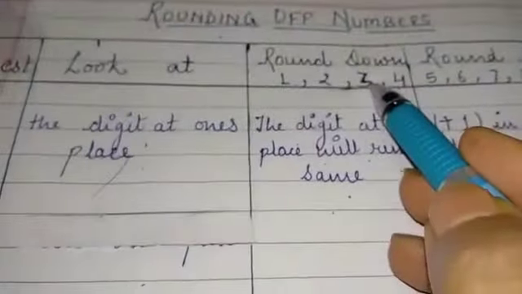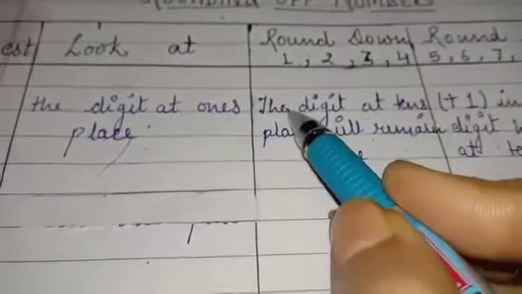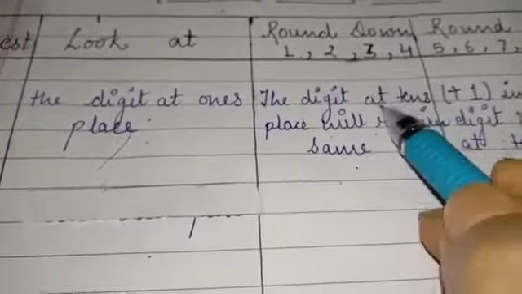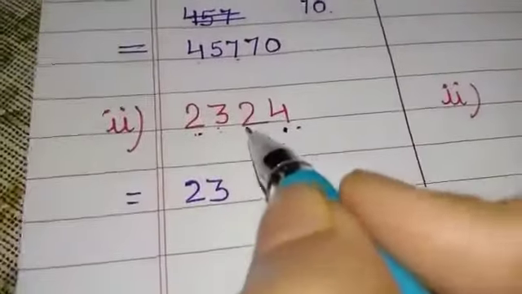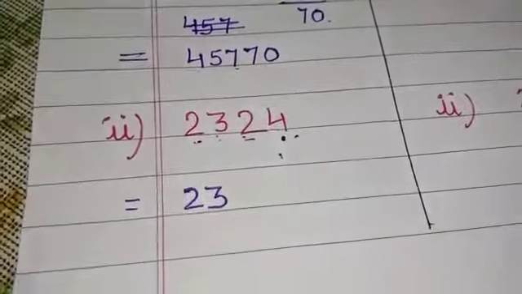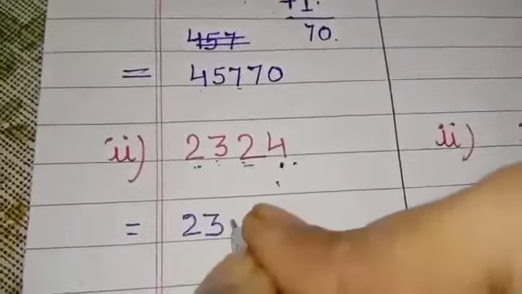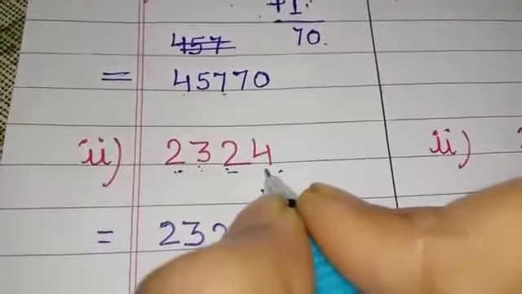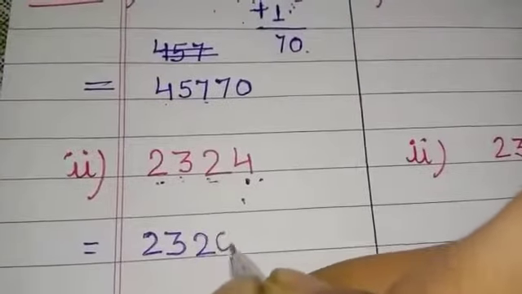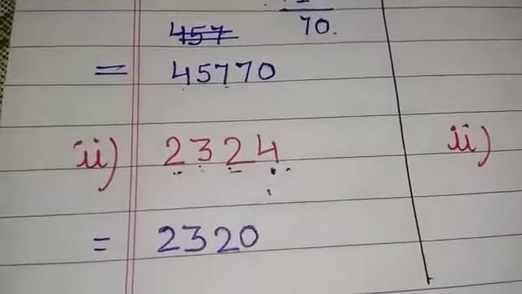Now what we will do, if we round down the number, the digit at tens place will remain the same. The digit at tens place will remain the same, so the 2 will remain 2. And as I said, the ones digit will become 0, so we will write 0 in the place of 4.